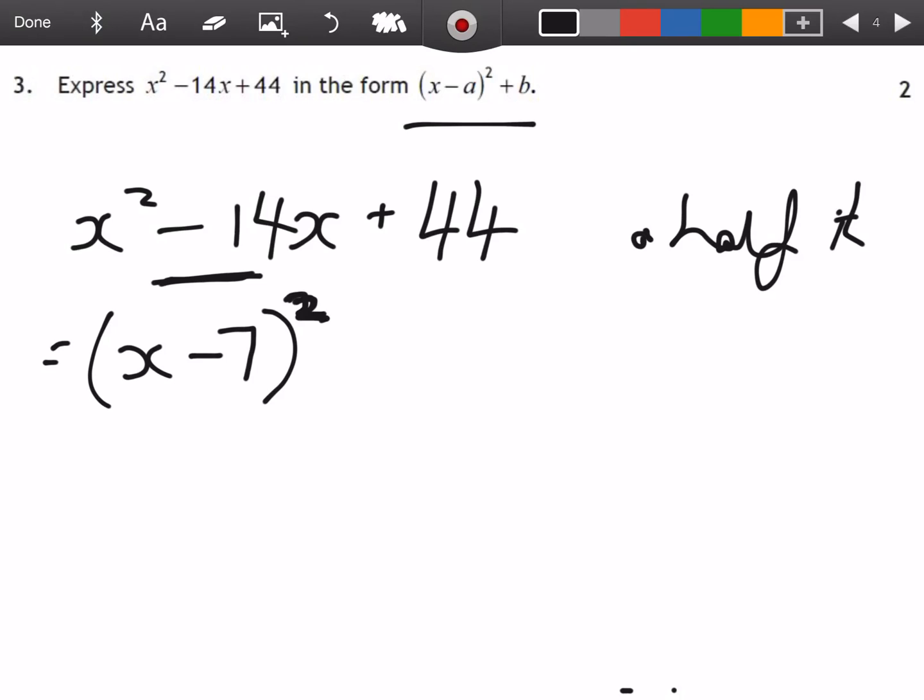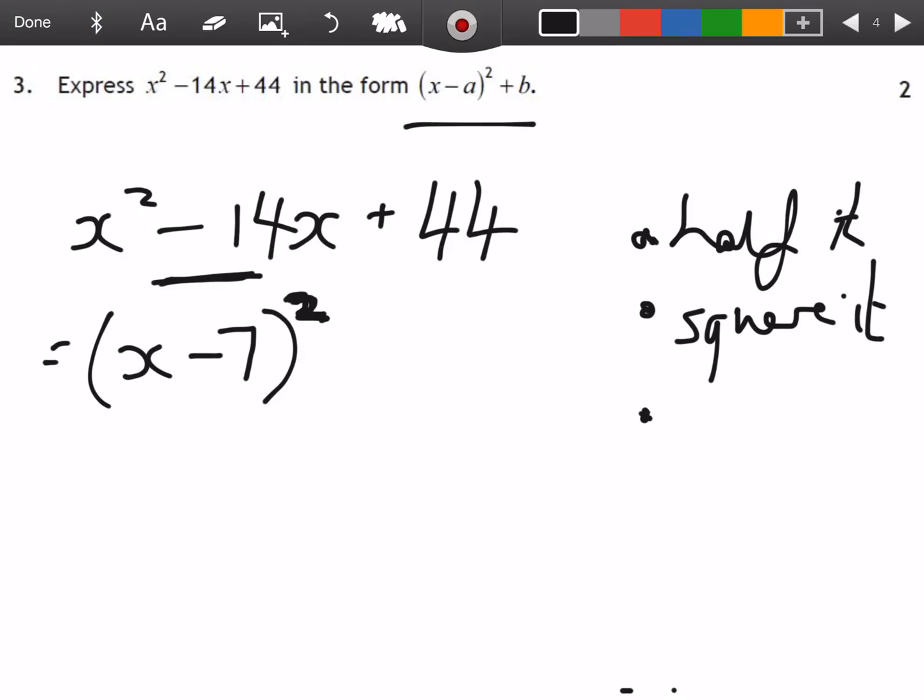That's my wee thing to help us remember: half it. The next step is we actually do the square. Negative 7, the number we've just got here: half the minus 14 is minus 7. We square that. Negative 7, when you square it, is 49. So we half it, and then we square it.